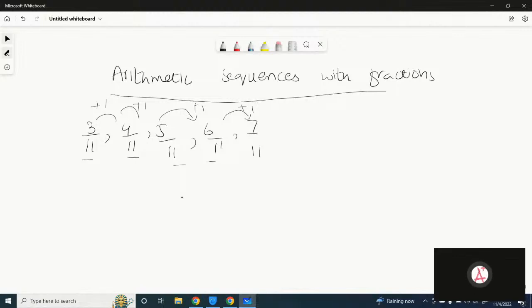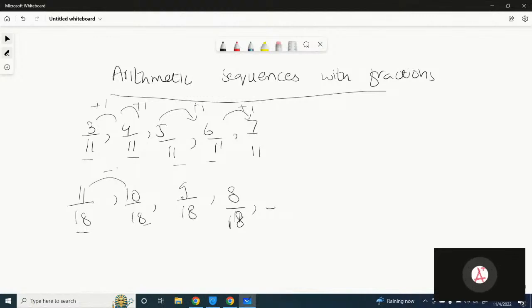Okay, let's just do another example. 11 over 18, 10 over 18, 9 over 18, 8 over 18. So which one is the next term in the sequence? The next fraction is, just look at their numerators. They have the same denominators. Just look at their numerators.